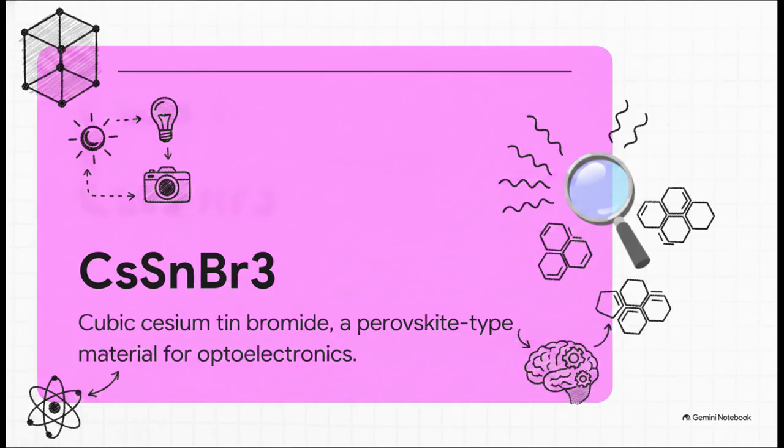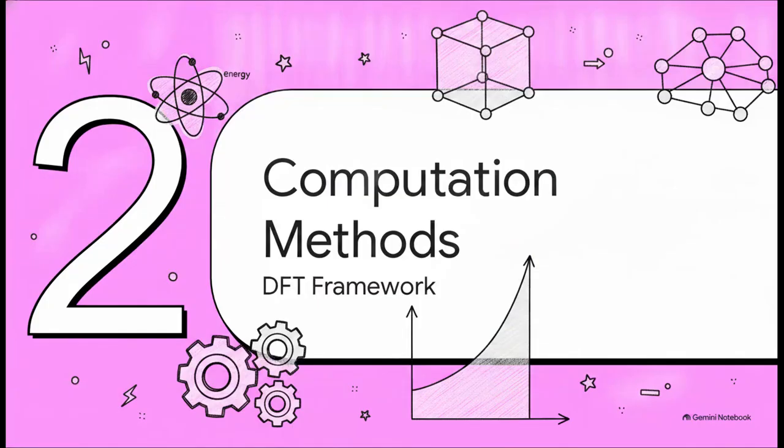Meet CsSnBr3, better known as cubic cesium tin bromide. Now, you probably already know this perovskite-type material is generating massive global excitement for its potential in optoelectronics. The main objective here? To gain a precise theoretical understanding of its behavior, strictly utilizing first principles calculations based on density functional theory. Moving right along to Section 2, Computational Methodology.